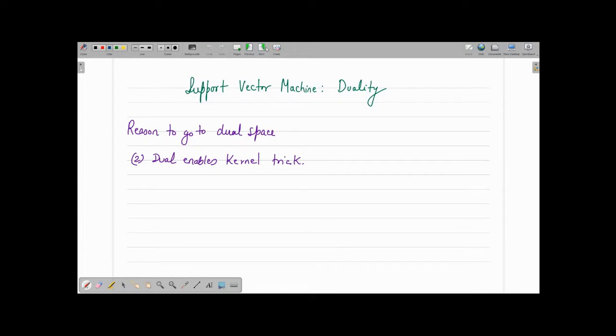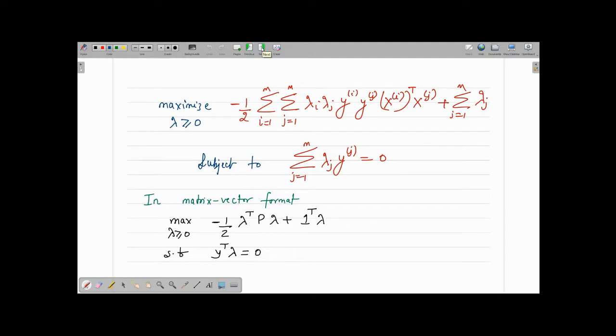The second advantage of going from primal space to dual space is that it enables the kernel trick. I have already explained in my previous lectures what this kernel trick is all about. So let us see how this enables the kernel trick once you move from primal to dual space. This is the optimization framework which we have already discussed, and the solution of this is lambda star, which you use for forming the support vectors.